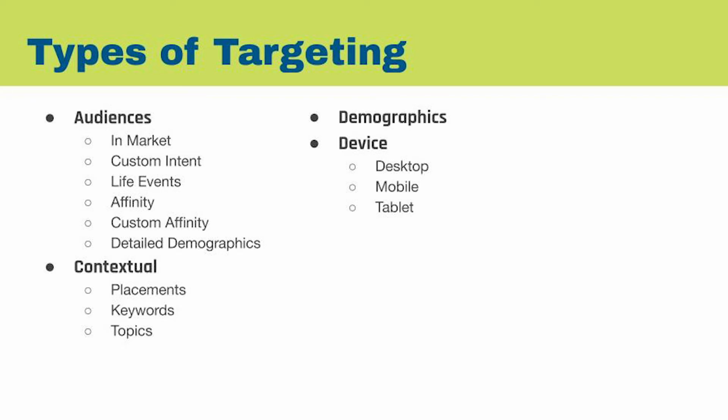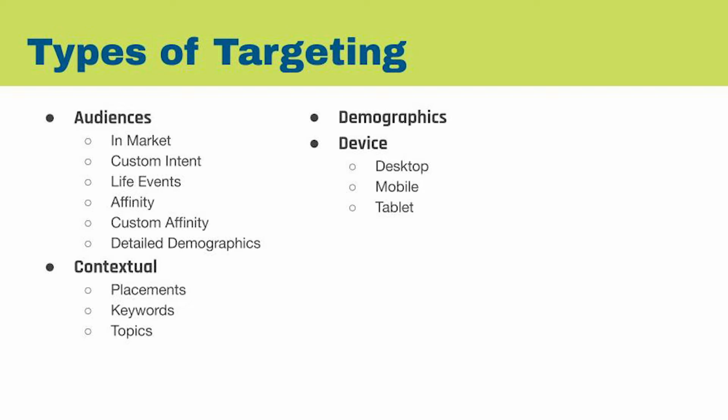So let's talk about all the different types of targeting available to you for your YouTube ads. So let's run through the list here. First of all, audiences. You have in-market, custom intent, life events, affinity, custom affinity, detailed demographics, remarketing, and similar audiences.